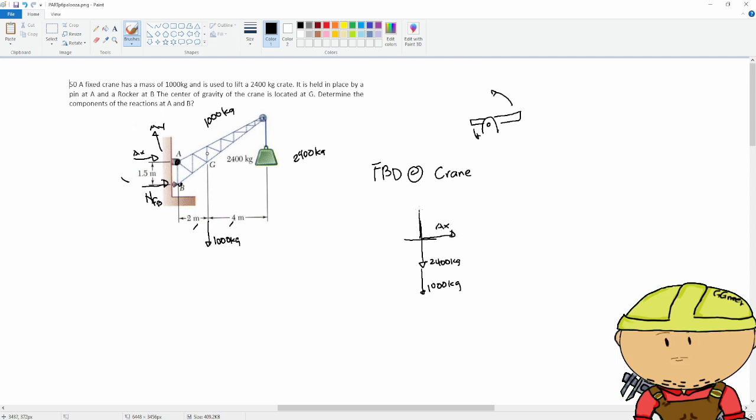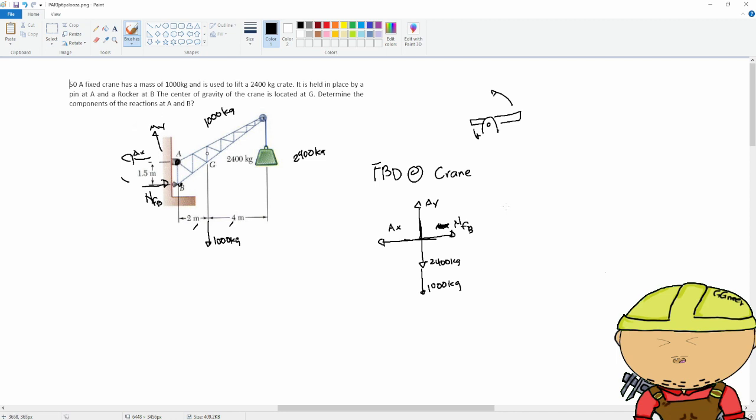AX, AY upward, and that's it. I'm going to erase AX. I'm going to put AX to the left, and then NFB to the right. At the end of the day, there must be equal leftward force to the rightward force, and upward force to the downward force.